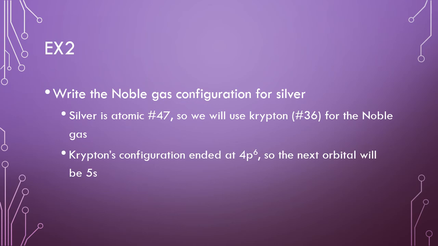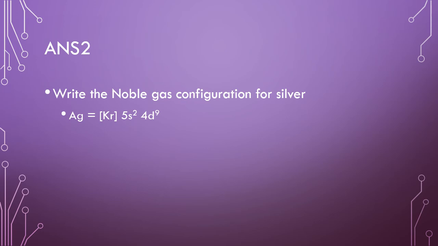Since krypton's configuration ends with 4p6, the next available orbital will be 5s. So for the remaining 11 electrons of silver, they will start filling with the 5s orbital. Silver's noble gas configuration is krypton 5s2, 4d9.